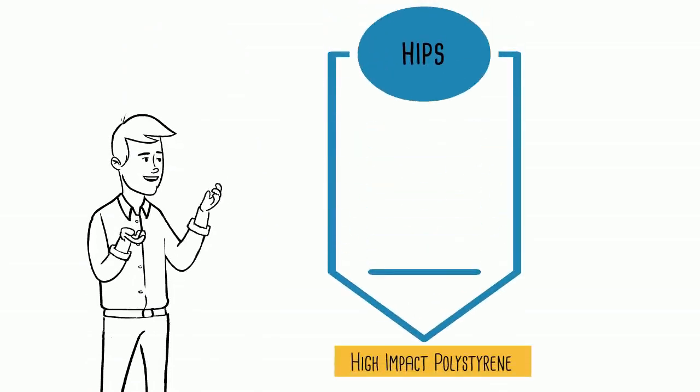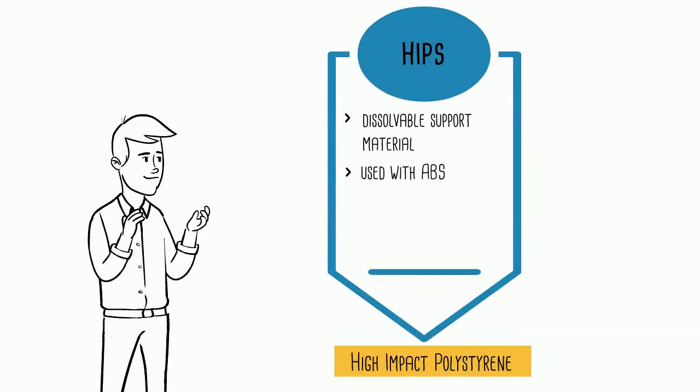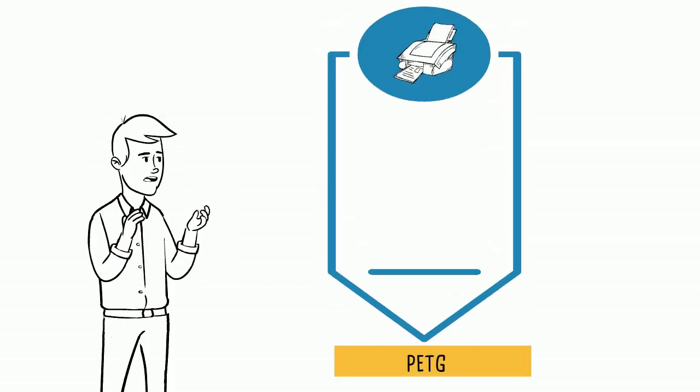High-impact polystyrene is a dissolvable support material commonly used with ABS. When used as a support material, it can be dissolved in D-limonene, leaving your print free of any markings caused by support removal. PETG, a glycol-modified version of polyethylene terephthalate.